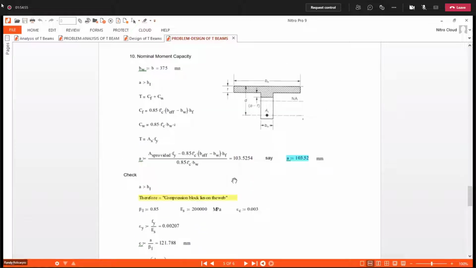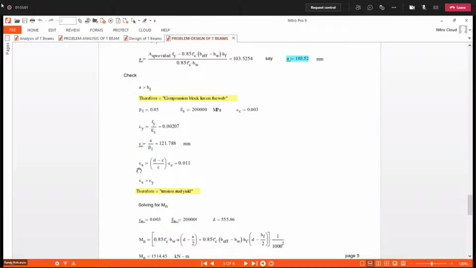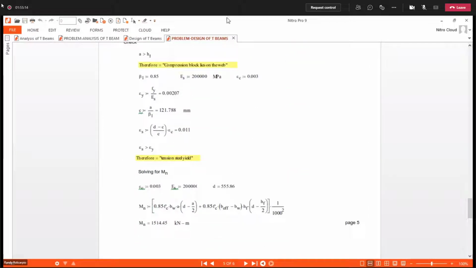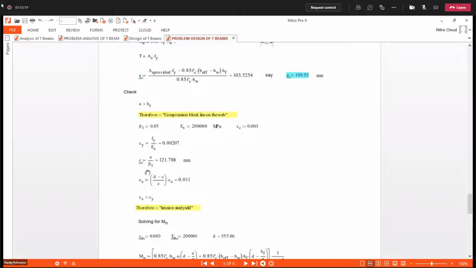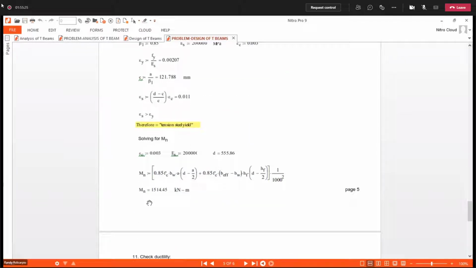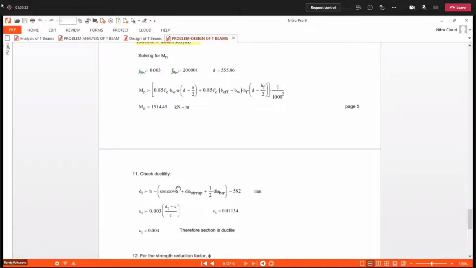Then we will check if our tension reinforcement yield. Epsilon S is greater than the yield. So therefore, tension still yield. Our assumption again is correct. So once correct na lahat ng mga to, ibig sabihin your A here is correct, your C is also correct, your computed A and C. We may now solve for the nominal. Ito ngayon yung nominal natin. And then we will check ductility.